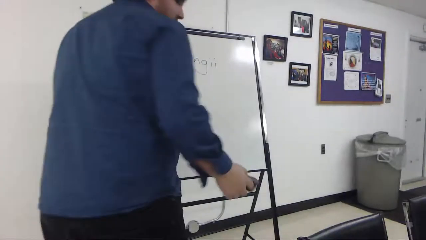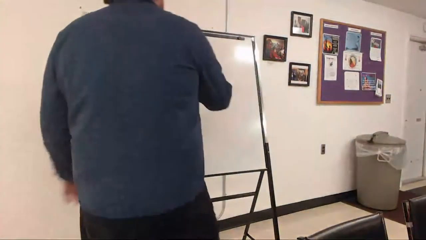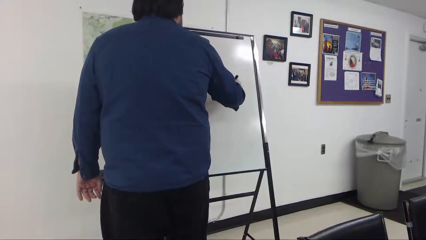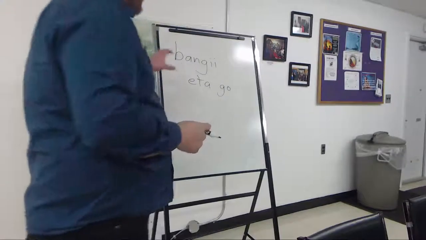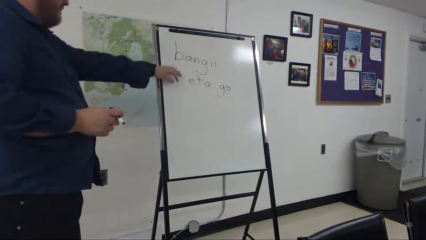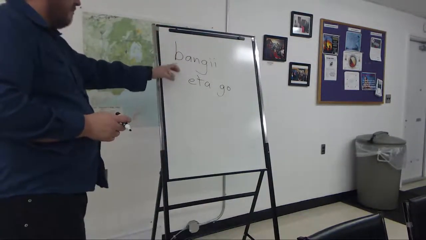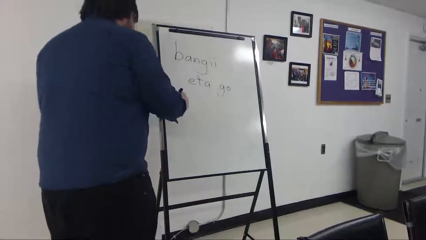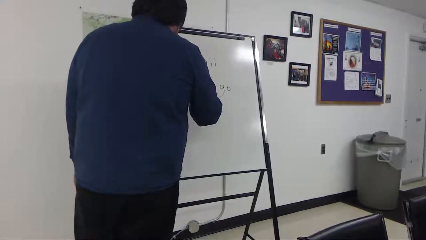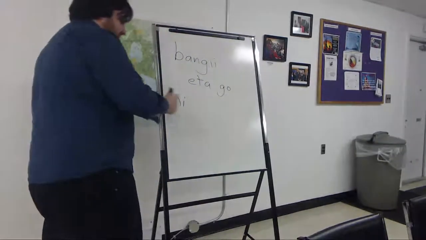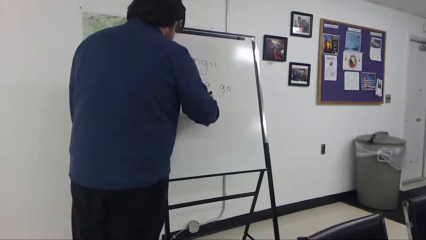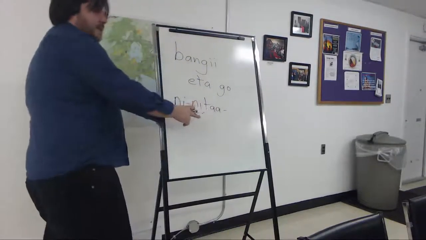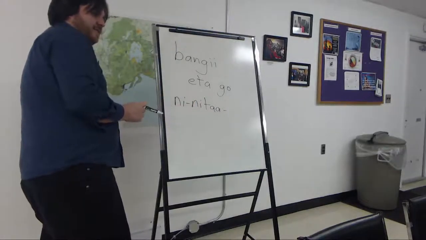A pretty common beginner phrase is Bungietigo Nineta Anishinaabemowin. You only speak a little bit of Ojibwe. Bungi? Say that again? Bungi. Yeah. So when you put the Bungietigo, that's only a little bit. Bungi is a little, Bungietigo only a little bit. Yeah, for me.